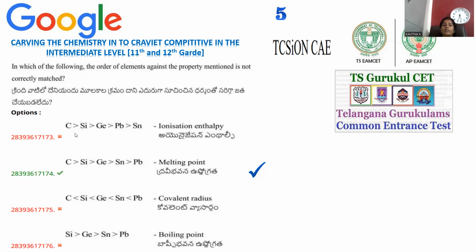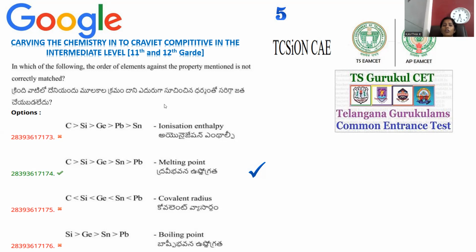Okay, here ionization enthalpy, melting point values, covalent radius, boiling point values. Ionization enthalpy, ద్రవీభవన ఉష్ణోగ్రత, కోవలెంట్ వ్యాసార్థం, బాష్పీభవన ఉష్ణోగ్రత. All these are the properties for carbon, silicon, germanium, lead, tin. All these elements belong to the 14th main group.